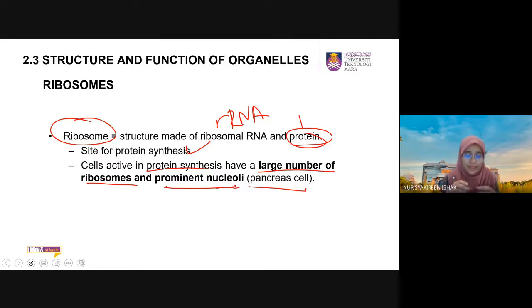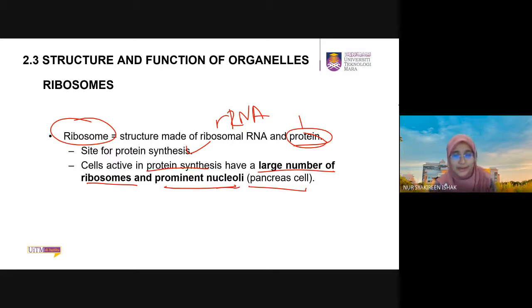Okay, why? Because there, a lot of RNA will be produced, and there will be many proteins to combine to form the subunits, in order to produce more ribosomes for the cell. So that's why a cell that produces many proteins will have a prominent nucleoli, such as the pancreatic cell.